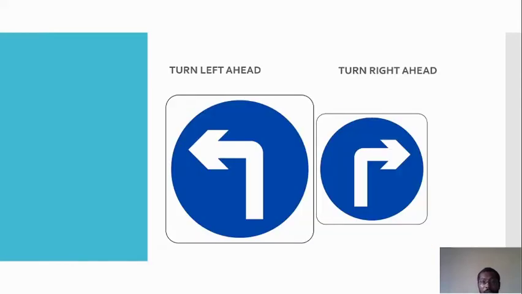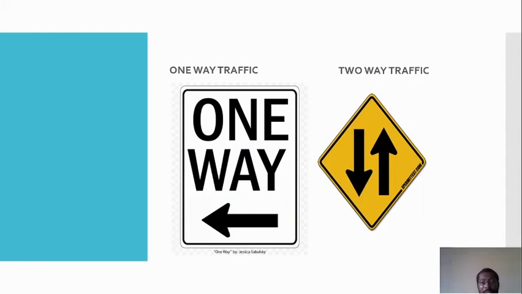Now the next one is turn left ahead. It means that as you're driving, you can turn to your left. And the next is turn right ahead. It means that you can turn to your right. Now the next symbol we have is one way. What does it mean? It means that as you're driving, you're only moving in one direction, the direction ahead of you. You can't turn back. You keep moving that way. That is why they call it a one-way. You could see the arrow, one way.